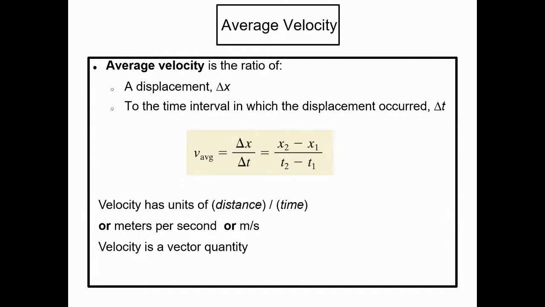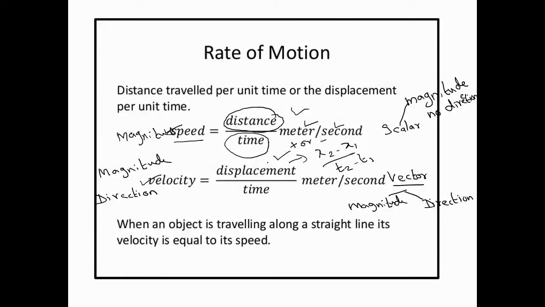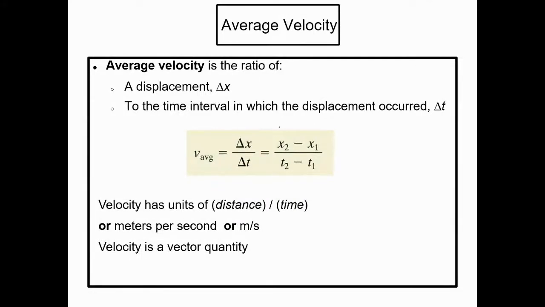Here is the formula for velocity, which we already studied. What is the formula for velocity? Displacement divided by time. What is displacement? We studied this: it is the change in position. So velocity is change in position over change in time. We already studied this formula.